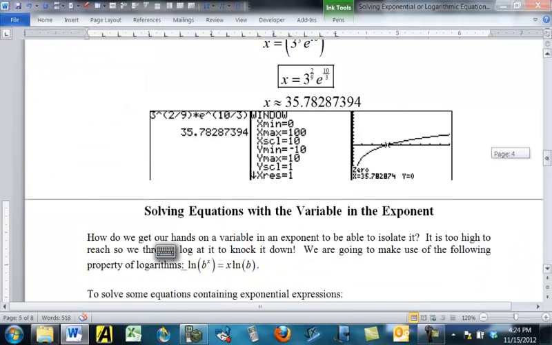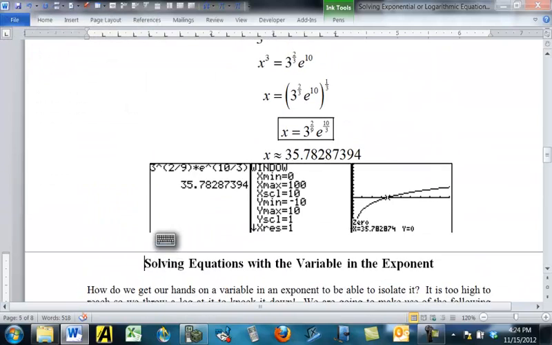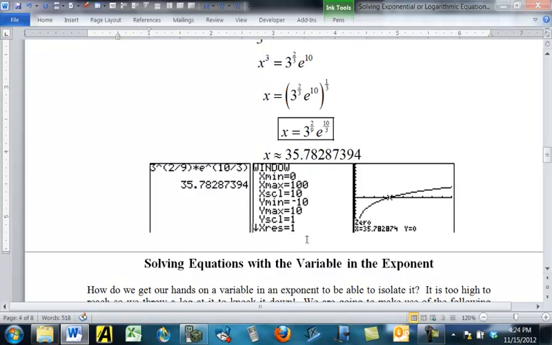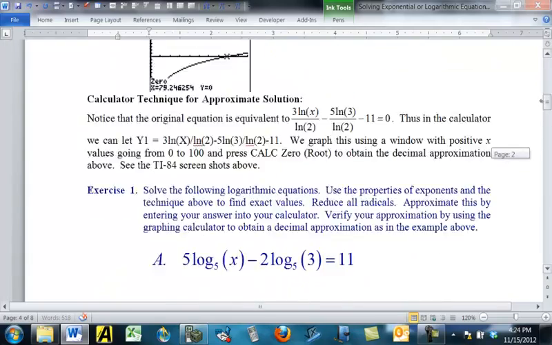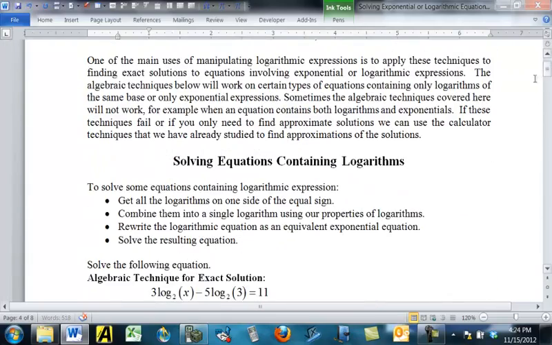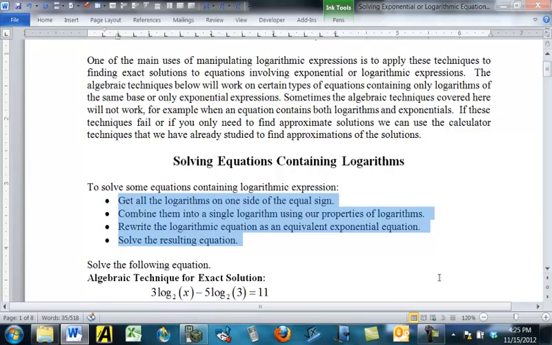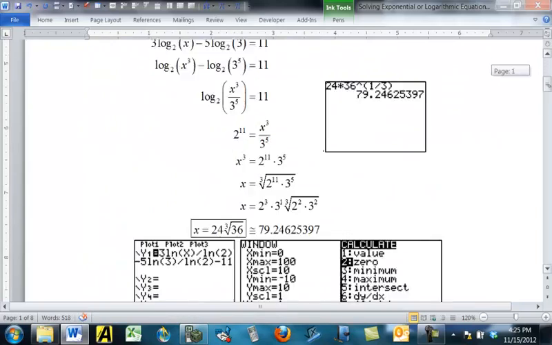So those were equations that had logarithms in the equations. And so remember the basic setup there, let's go over the steps again. Get all the logarithms on one side of the equals, then combine them into a single logarithm using the properties of logarithms. Rewrite the log equation as an equivalent exponential equation, and then hopefully you can solve that using some of our earlier techniques.